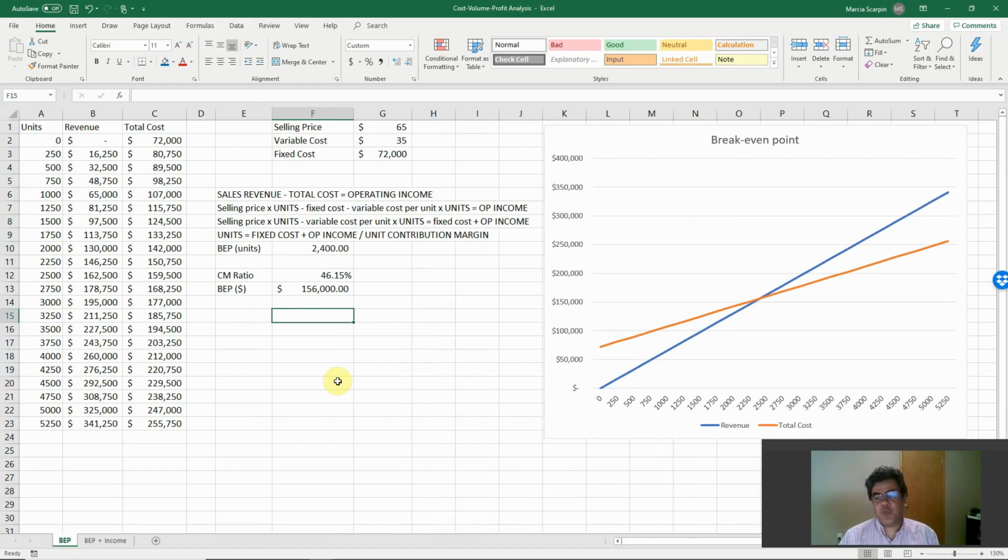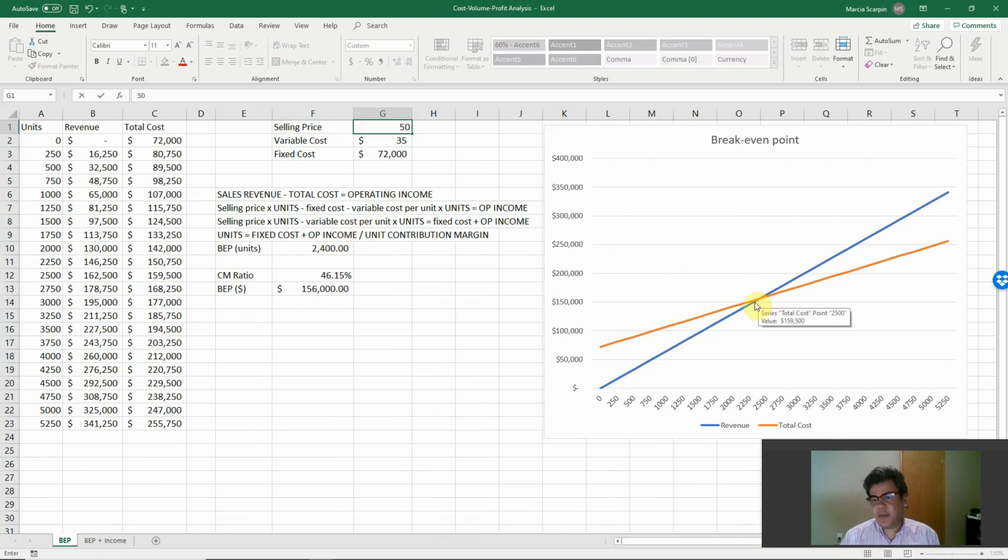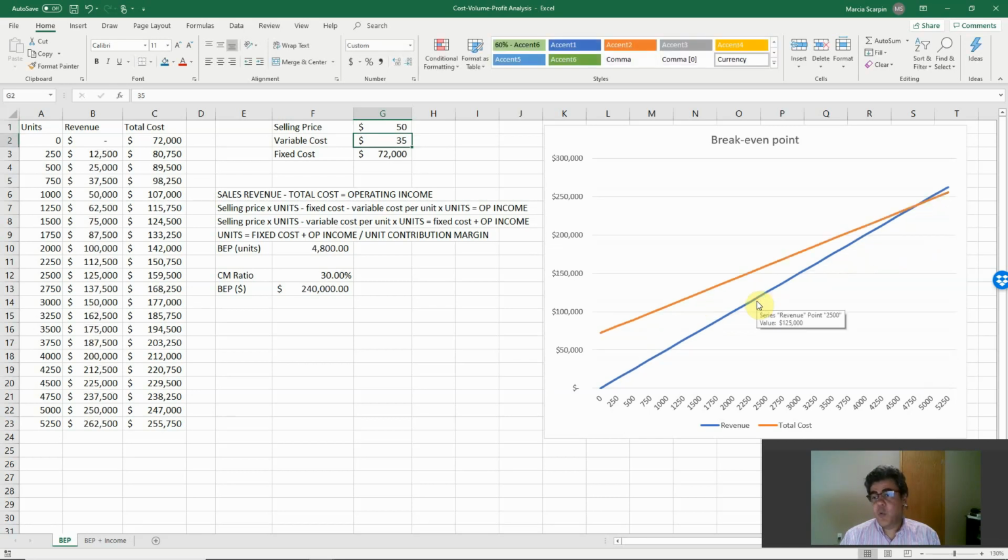Let's work with this one with no income. What if our selling price is not 65 anymore, it is 50? Remember, our break-even point is 2,400 units. It is around here. I will leave my mouse here. Let's check what will happen. Whoa, it goes up. We need to sell much more. 4,800, the double, only because our selling price decreases by 15.